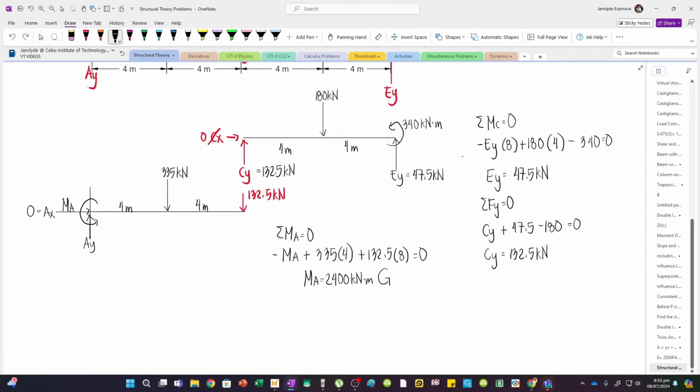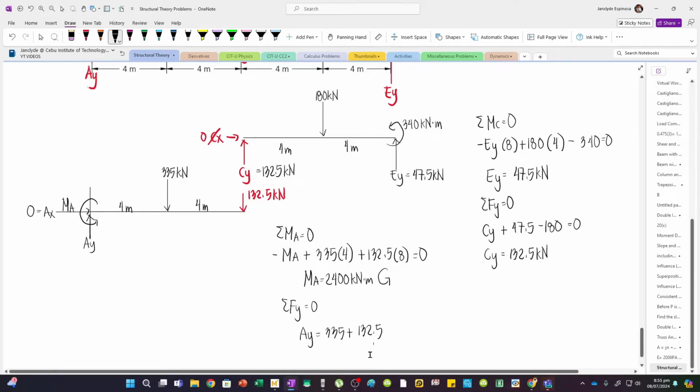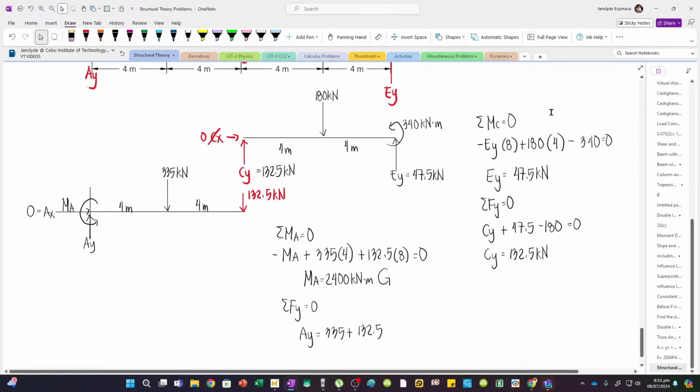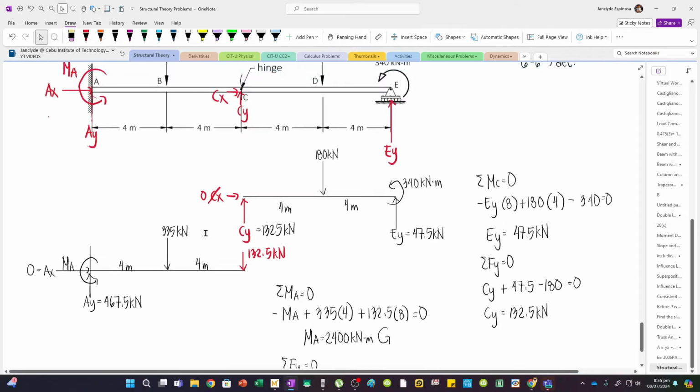Now, summing of forces vertical, AY is gonna be 335 plus 132.5. So this is 467.5. Now, these are the reactions for my real system.